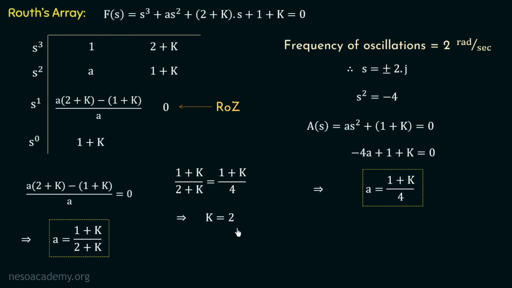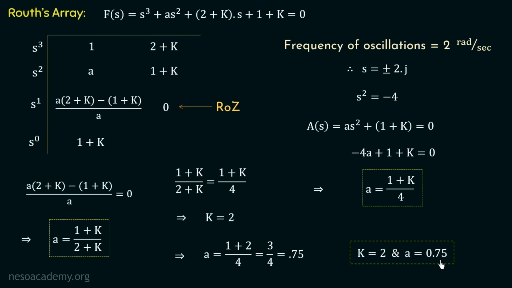Now, if we put this value of k equal to 2 in this equation, we will have the value of a equal to 1 plus 2 over 4, which is equal to 3 over 4, which is equal to 0.75. So in this way, we have calculated both the values of a and k. The value of k is equal to 2 and the value of a is equal to 0.75. I hope you got this.